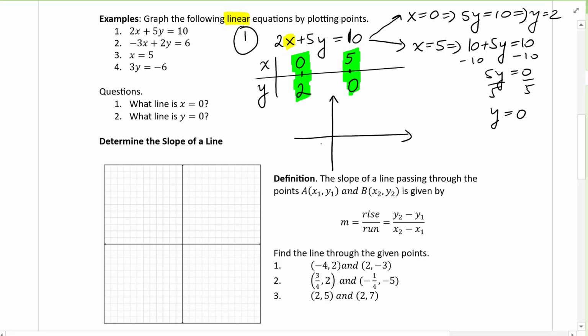So this is the origin, x and y. 0, 2 means 1, 2, bubble that. And then 5 is 1, 2, 3, 4, 5 on the x, and y is 0, so we bubble this. Now we connect the 2 points, and this is the equation of the line. This is the graph of 2x plus 5y equals 10 by plotting points. The points that I chose are also called the intercepts. This is exactly the y-intercept, and this is exactly the x-intercept.